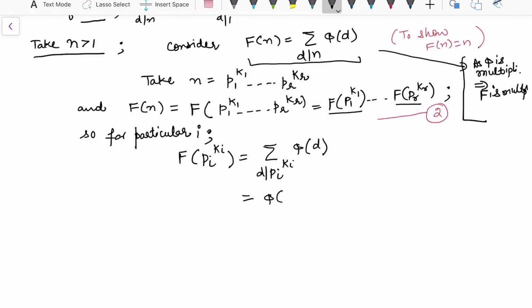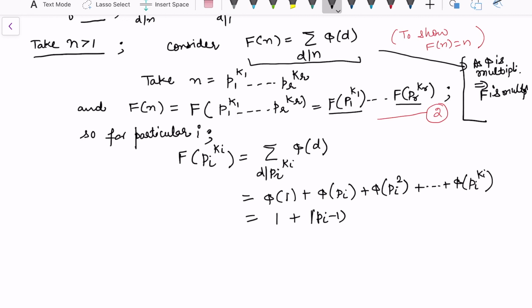This means if I just simply open it, what are the divisors of pi to the power ki? Divisor 1, and then pi itself is a divisor, and then we have pi square, and so on, up to pi to the power ki. This is the last divisor. Now phi of 1 is, we already know, 1, and by formula phi of pi is pi minus 1. We know phi of pi square is pi square minus pi. This last term is nothing but pi to the power ki minus pi to the power ki minus 1.